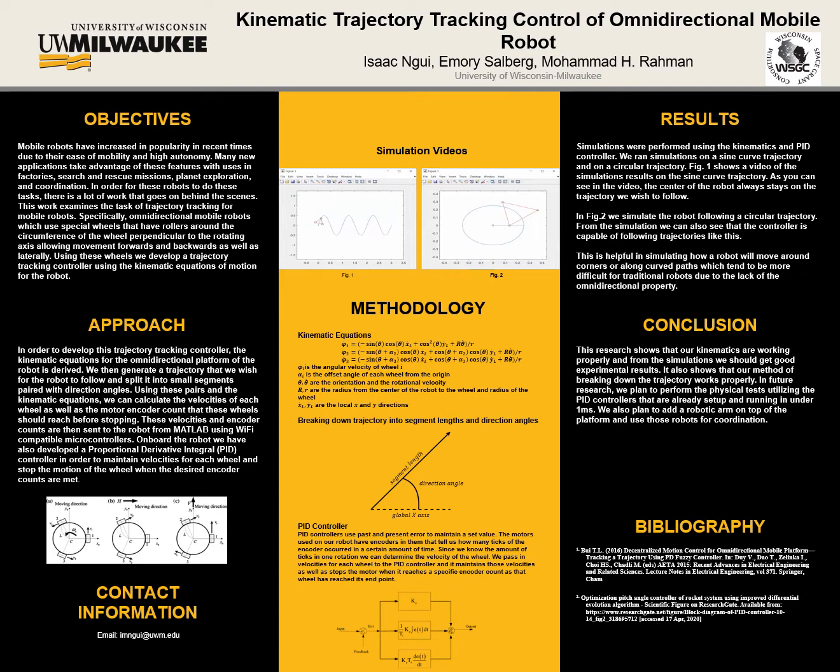So this research basically shows that our kinematics are working properly, and the simulations have a good showing that our experimental results will turn out just as well. It also shows that our methods for breaking down the trajectory work, although there are some downfalls of that method, specifically for very, very sharp turns. But most of the time, robots won't be making those sharp turns. But if that ever comes up, it will be something we'll look at.